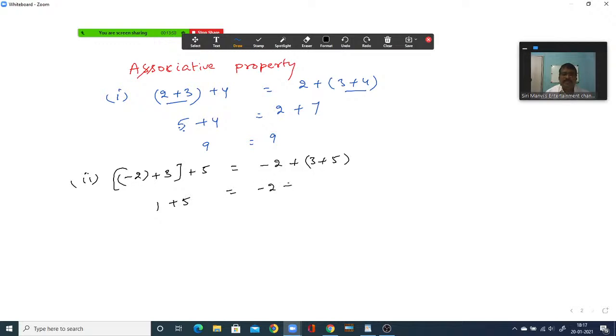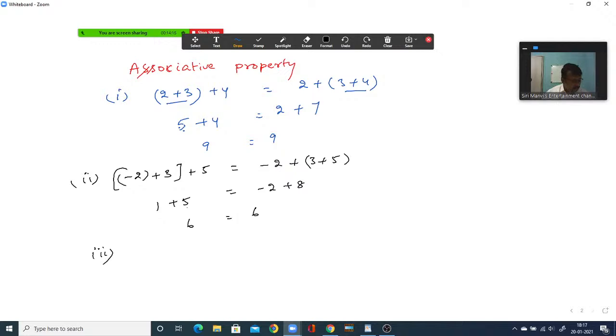Next here, minus 2 plus the bracket 3 plus 5, which is 8. So 5 plus 1 is 6. Again there are two different signs. That means 8 minus 2 is equal to 6. 8 has the plus sign, so the answer is 6. Okay, second example is also over.